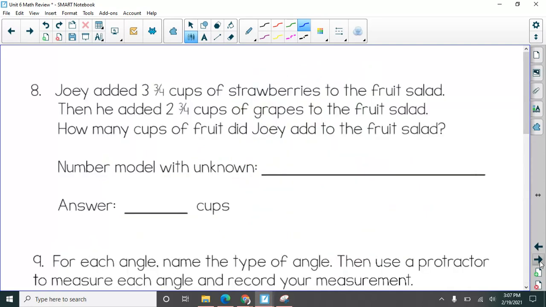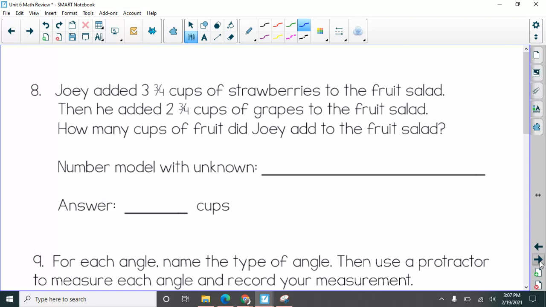There's all the work we were doing before. Here we have Joey, who added 3 3/4 cups of strawberries to the fruit salad. Then he added 2 3/4 cups of grapes to the fruit salad. How many cups of fruit did Joey add to the fruit salad? All right, what do you think the number model here should be?